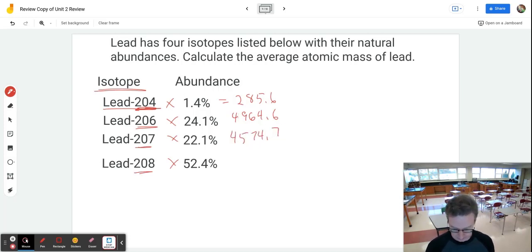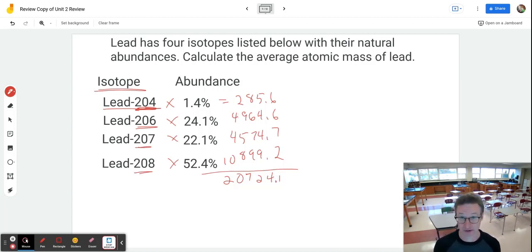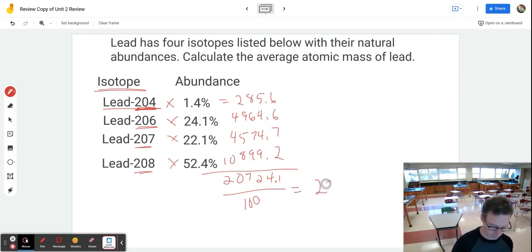4,574.7 and 10,899.2. I add all these up, I get 1, 4, 2, 7, 0, 2, and then I divide by 100 because these are all multiplied by their straight percentages with no correction. So I divide by 100, and I would get the average atomic mass of 207.241, and on the periodic table, it's written as, I believe, 207.2.